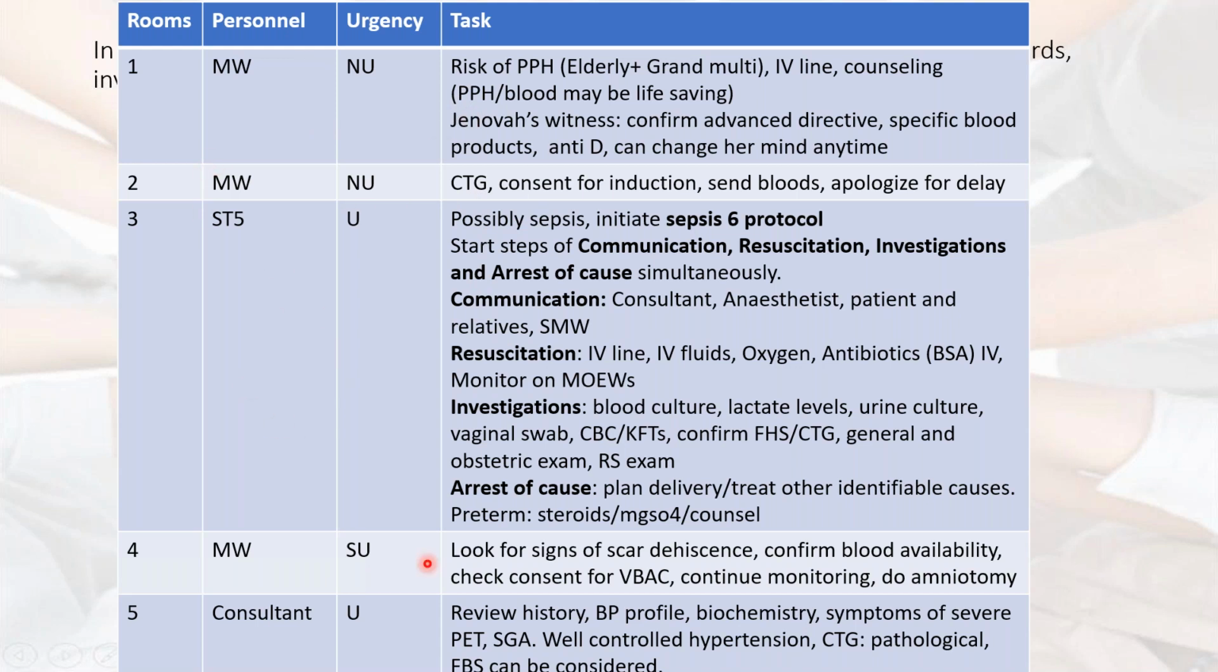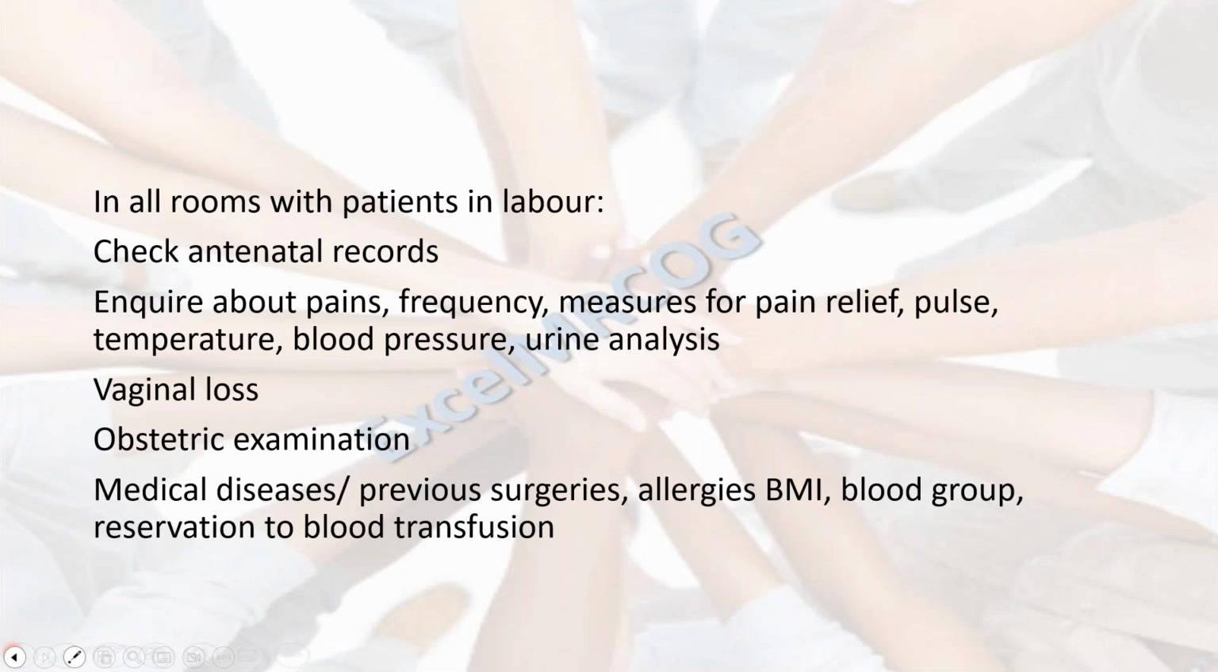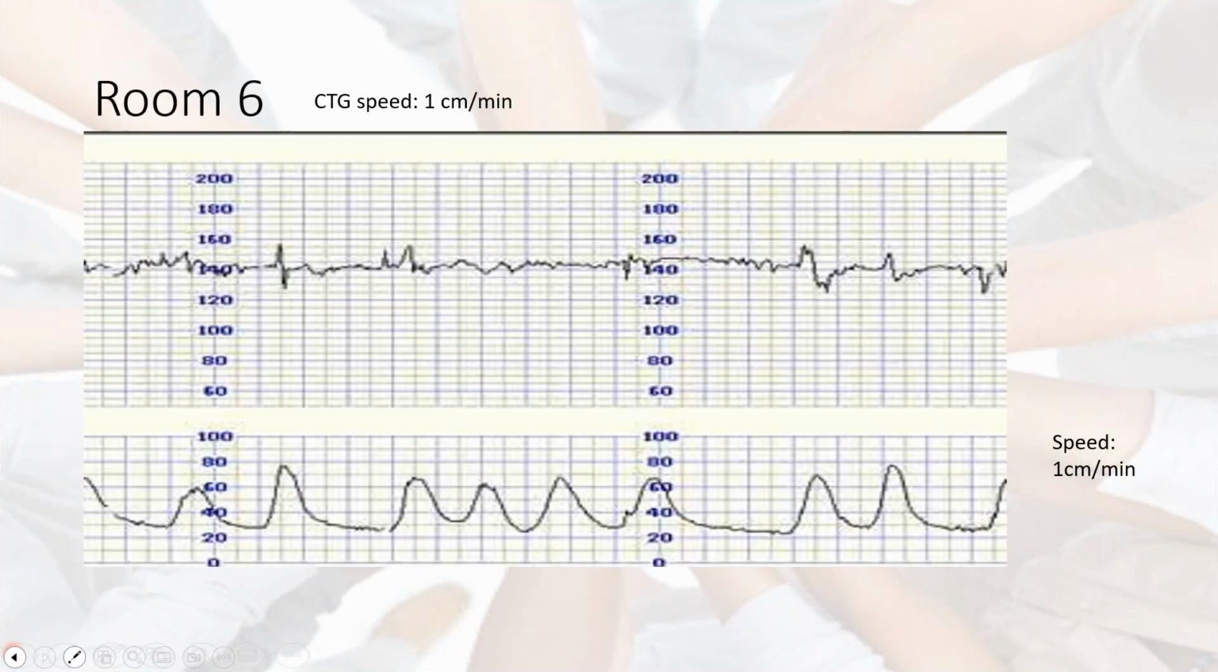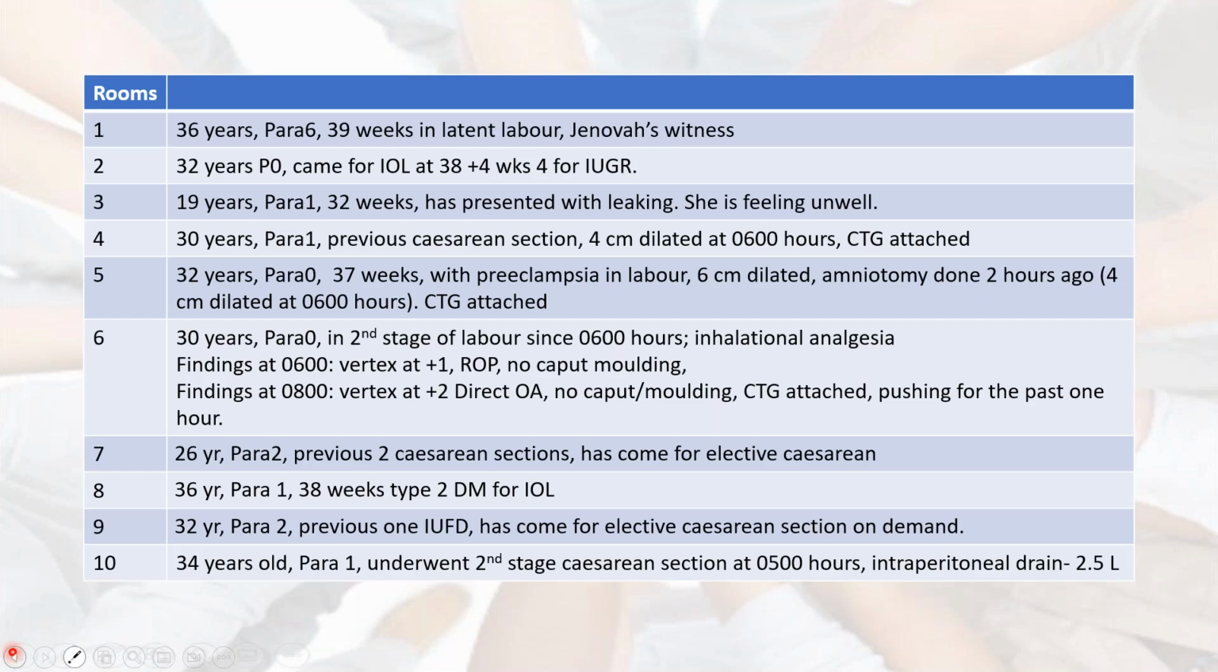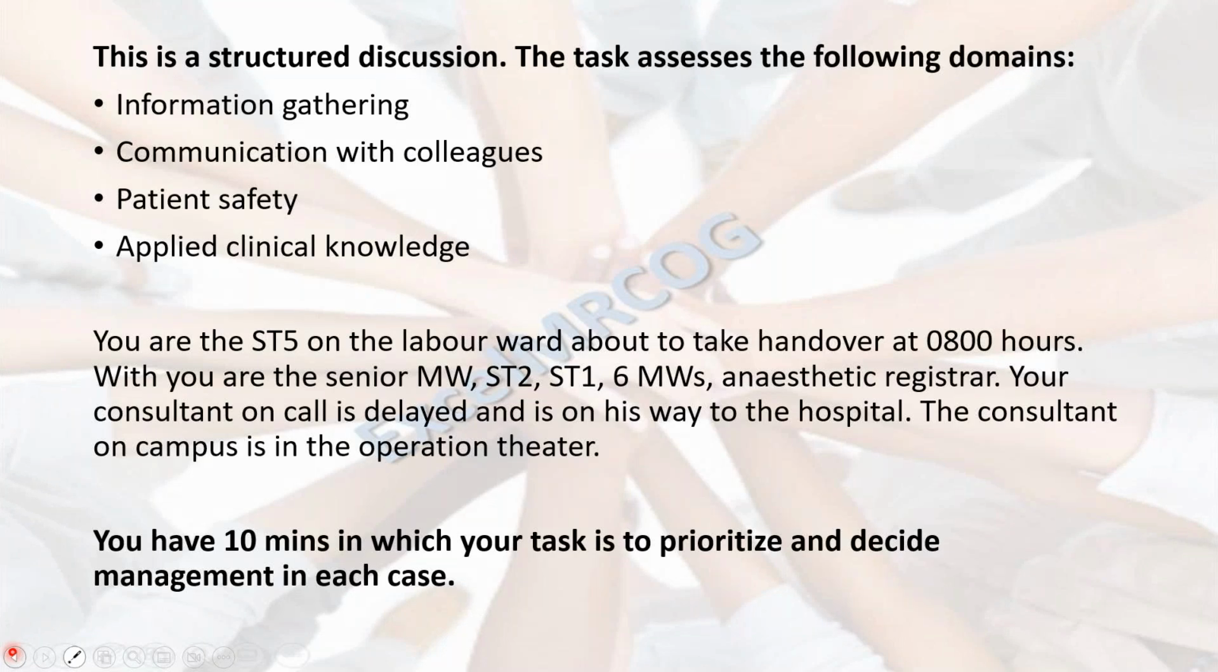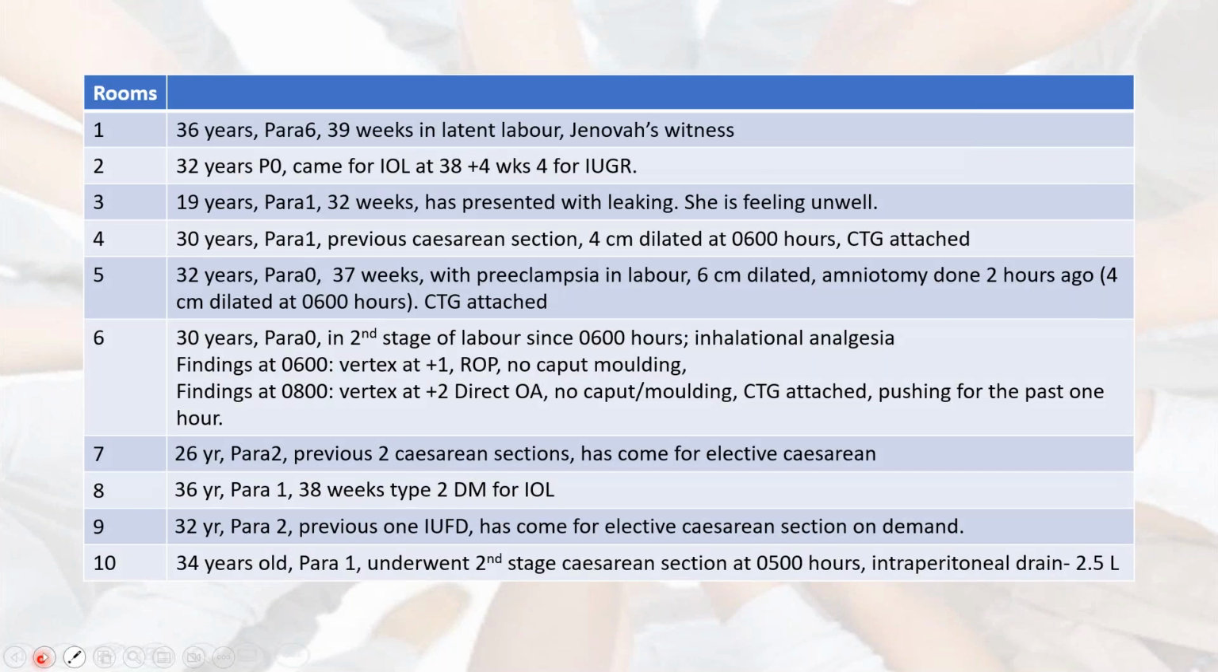All right. So another important aspect, this was the prioritization station. I would want you to tell me who all are going to which room. Now let me show you the rooms again. You have your ST2, ST1, 6 midwives, senior midwife, anesthetist, registrar. So now you have that notepad or the paper where you have written which room is urgent, non-urgent, and semi-urgent, right? So now you tell me, how are you going to assign tasks?